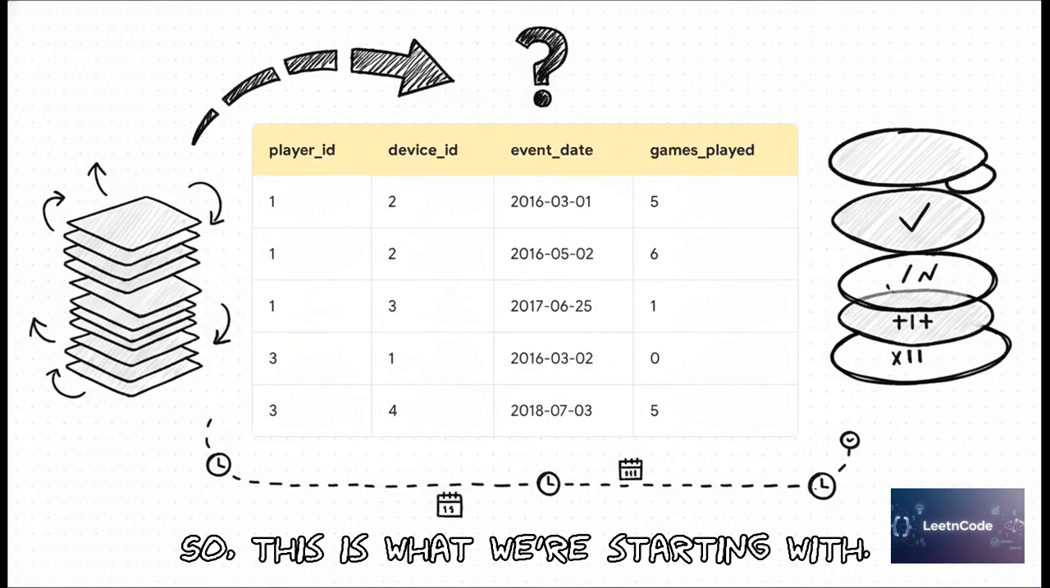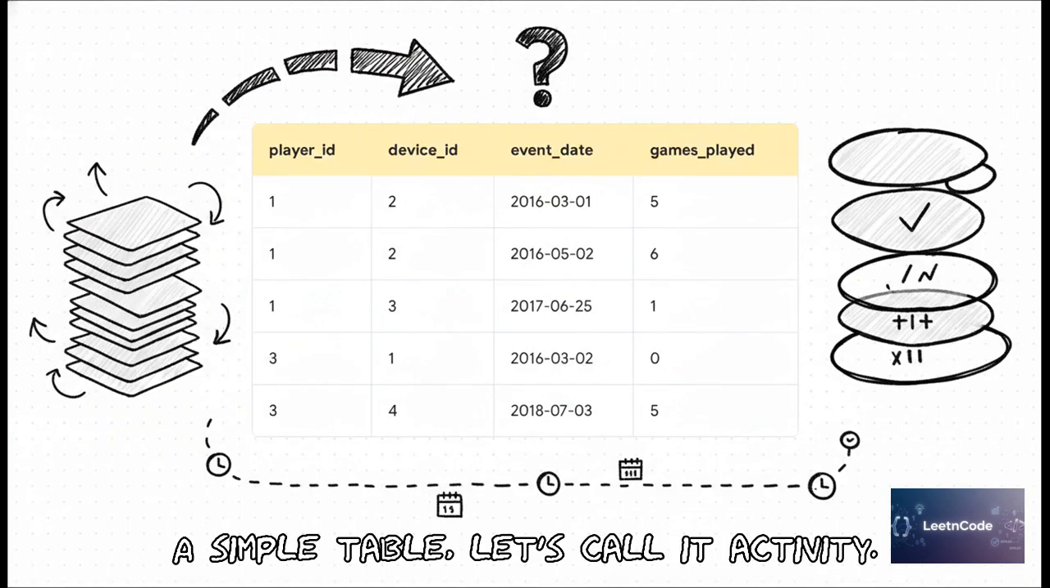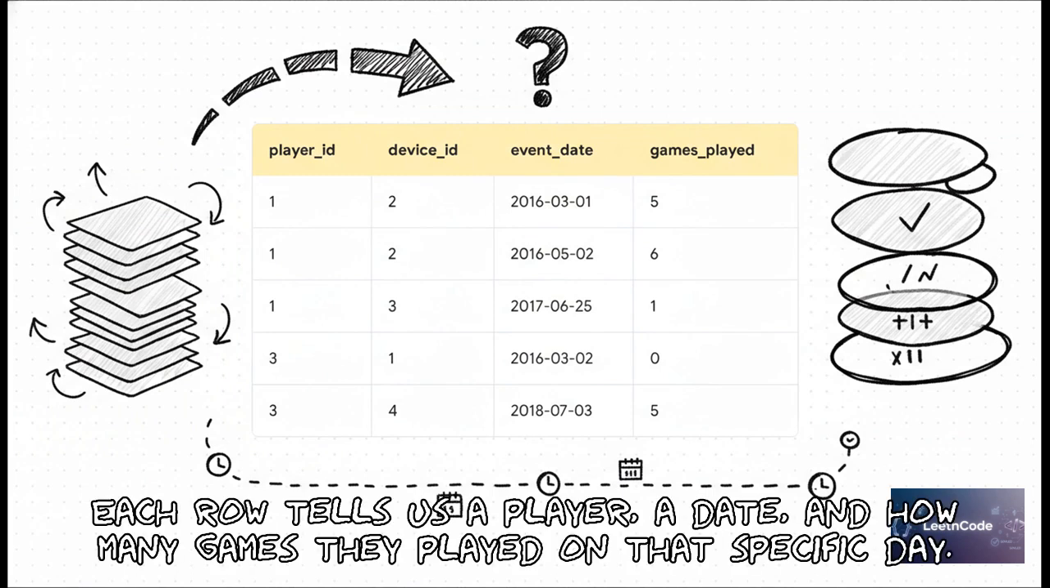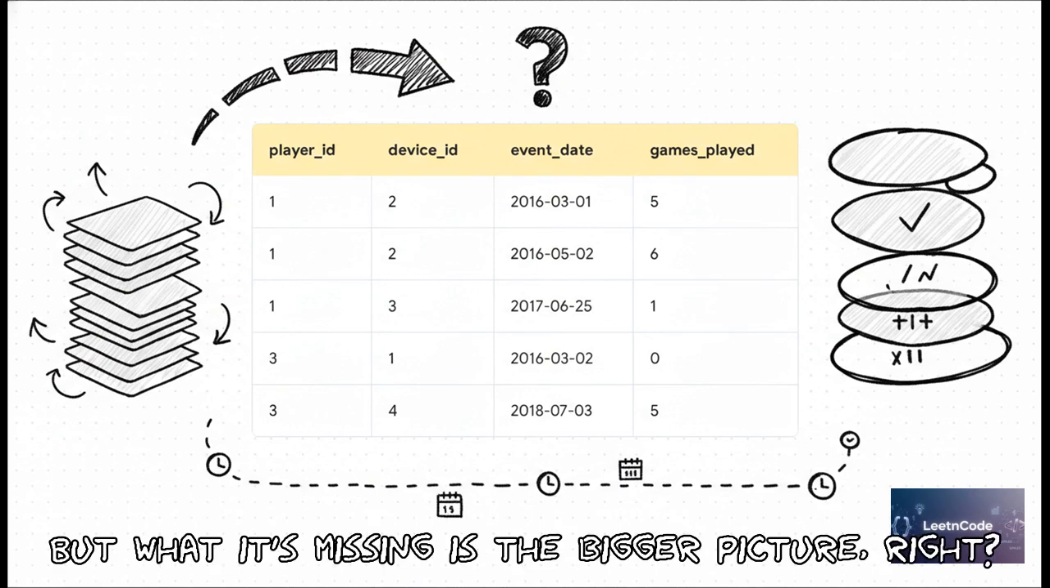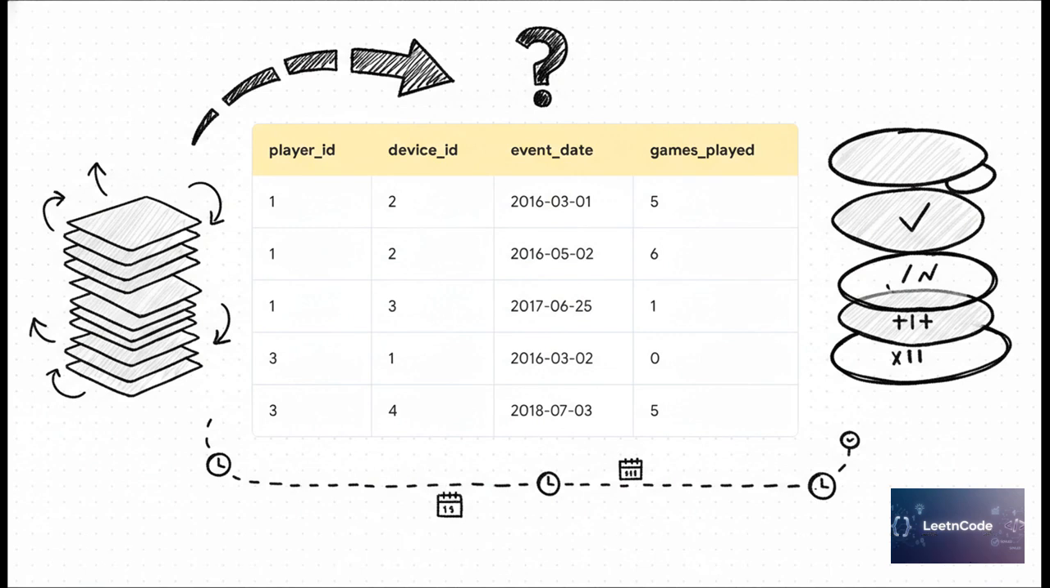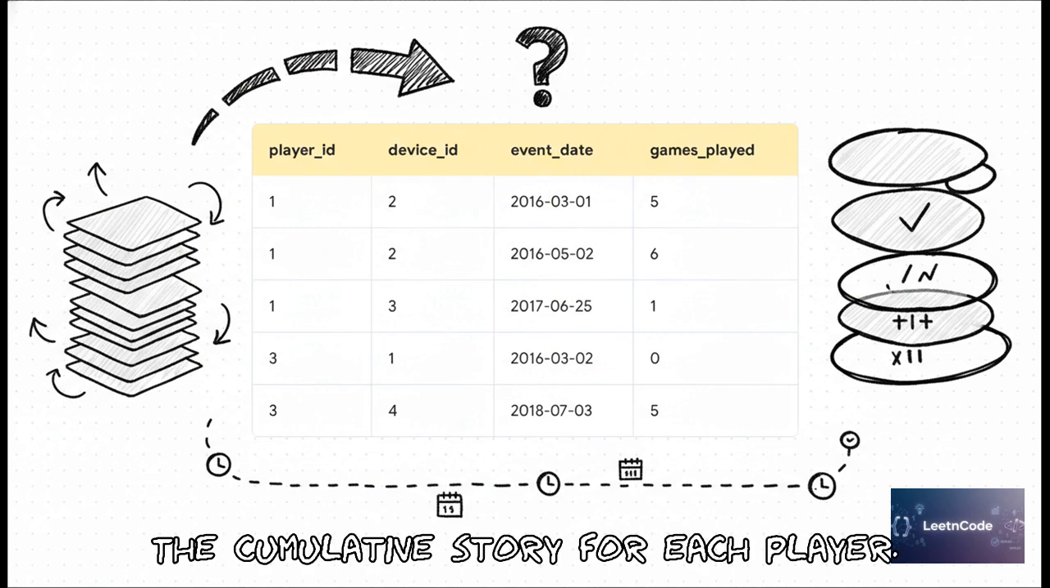So this is what we're starting with. A simple table, let's call it activity. Each row tells us a player, a date, and how many games they played on that specific day. It's like a bunch of individual snapshots. But what it's missing is the bigger picture, right? The cumulative story for each player.